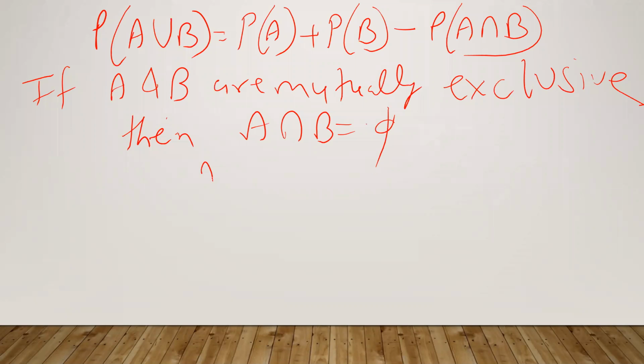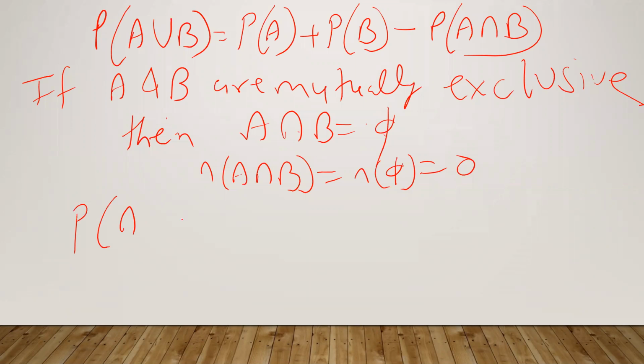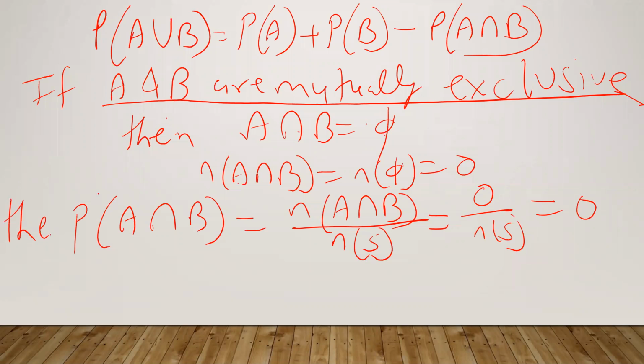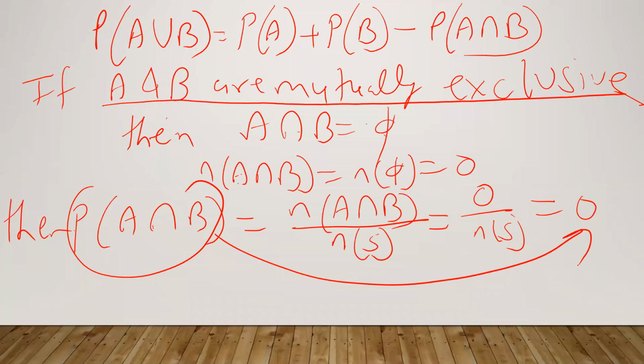So what is the number of points in A intersection B? If it is empty, it will have no points, so it will be 0. Let us find the probability of A intersection B. What is the formula to calculate the probability of an event? It is the number of points in the event A intersection B divided by the number of points in S. The number of points is 0, so 0 upon n of S. 0 divided by any number will give you 0. So if A and B are mutually exclusive events, the probability of A intersection B is equal to 0.